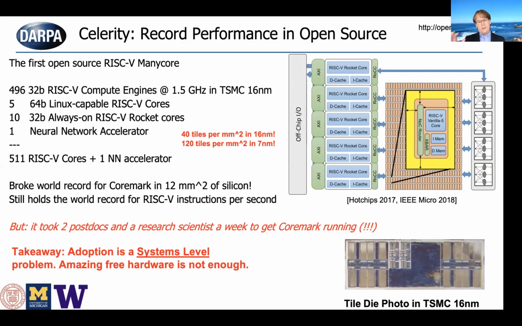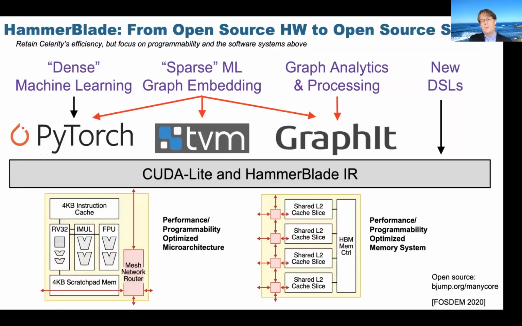It's also how easy it is to use and program, and all of these other things which are crossing over into software, and even software packaging issues. And so the lesson here is, even if you execute your open source hardware project flawlessly from a technical perspective, there is a lot that remains in order to get other people on board and using it and putting it into systems. So currently we're working on a follow-on project to Celerity, which is called Hammerblade.